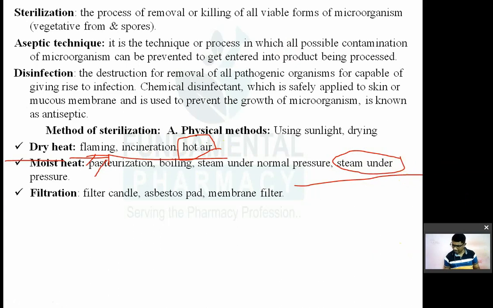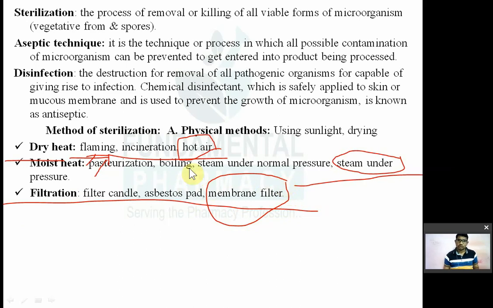Again the mechanical method of sterilization, or physical method of sterilization, is nothing but filtration. So you are using here bacteria-proof filters. So filter candle, asbestos pad or filters, then membrane filters. So particularly these membrane filters are very important. Their pore size is important. We'll see it in the upcoming lectures. So remember, membrane filters are bacteria-proof filters, filter candle, asbestos pad filters, etc. So using this, bacteria will be entrapped in the filtering medium. Only sterile liquid will be available in the filtrate.